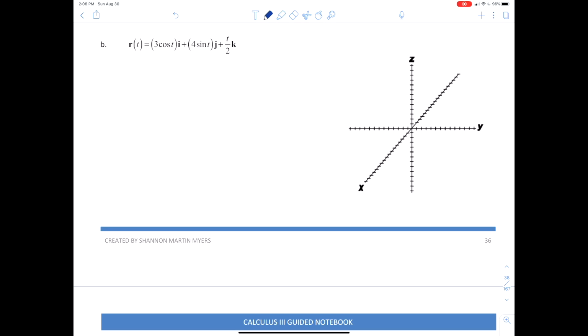So notice that the domain of the cosine function is all real numbers, the domain of the sine function is all real numbers, and the domain of t over 2 is all real numbers. So the domain for r is all real numbers, the set of all real numbers. So r at 0, I'll write this out a bit, would be 3 times cosine 0 i plus 4 times sine 0 j plus 0 over 2 times k.